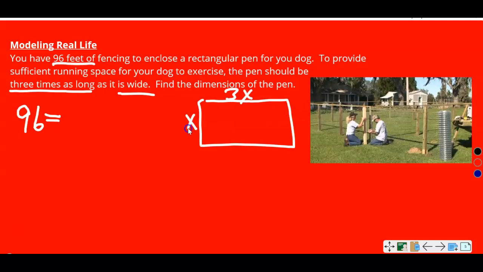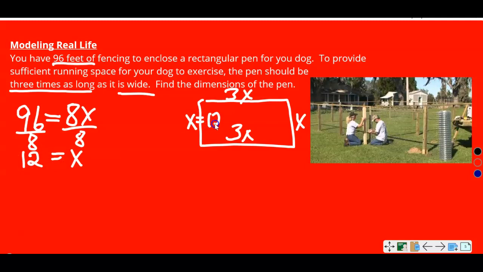And we know that if it's fencing, it goes around the outside of the rectangle. So it's the perimeter. So we know that perimeter means we have to add up all the sides. So if it's a rectangle, we know that the 2 lengths are the same distance and the 2 widths are the same distance. So we can set that equal to the 96 feet. So 3x plus 3x is 6x, 7x, 8x. So we have 8x and divide both sides by 8. 96 divided by 8 is 12. So x equals 12. So we know that this side of the pen is going to be 12 feet, and 3 times 12 is 36.